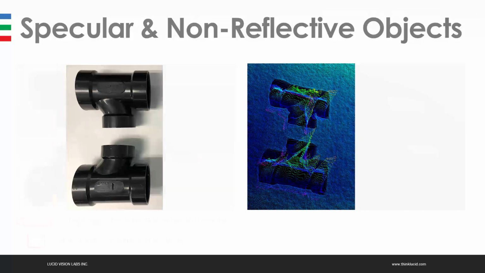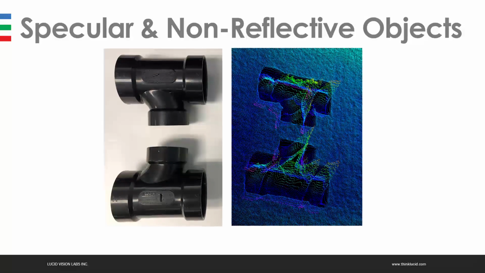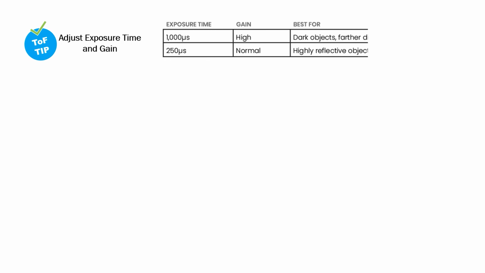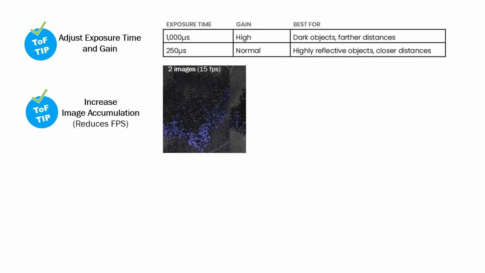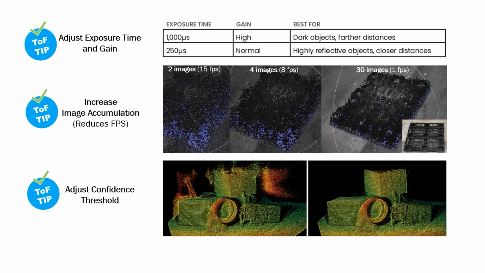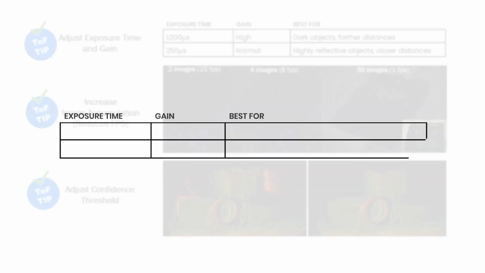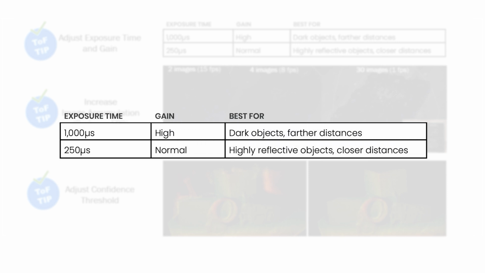So how can we deal with these issues? Well, the Helios camera provides 3 major settings you can adjust to get a cleaner point cloud. We can adjust exposure time and gain, increase image accumulation, and adjust confidence threshold. The Helios offers 2 settings for both exposure time and gain. For dark objects or objects at farther distances, you want to set a high exposure time and a high gain. For very reflective objects or objects at closer distances, you want a short exposure time and normal gain.